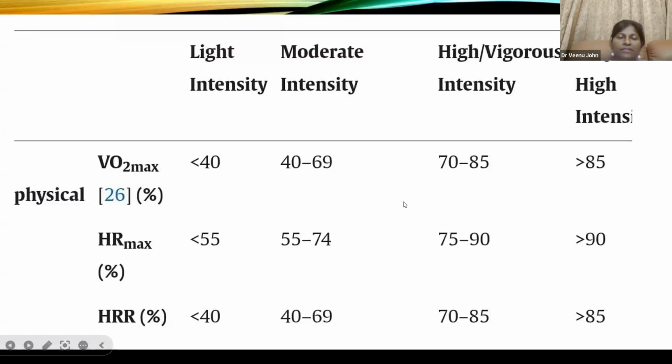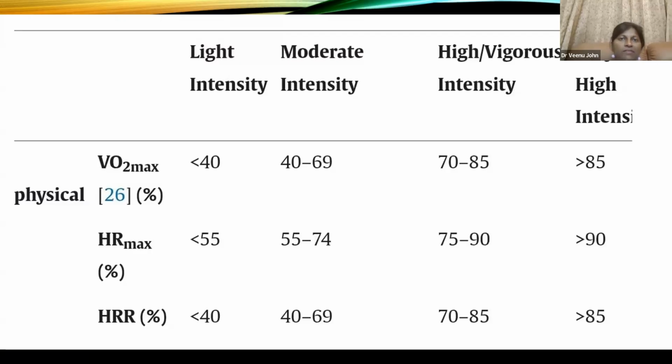So when we look at graded exercise testing, if we have a CPET, I already told in the previous talk that CPET is not available in Mysore, but in Bangalore also only a few of the hospitals have it for evaluating patients who are candidates for heart or lung transplant. So if we have CPET, then we can look at the VO2 max. For a light intensity activity, VO2 max less than 40. 40 to 69 is moderate intensity. 70 to 85 is high. And very high intensity is greater than 85% of somebody's VO2 max.